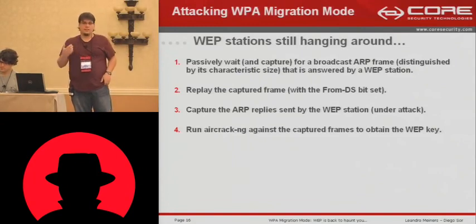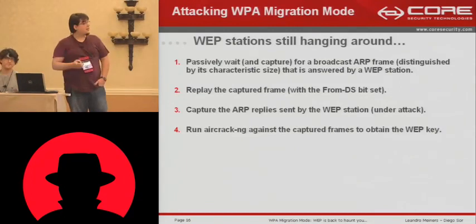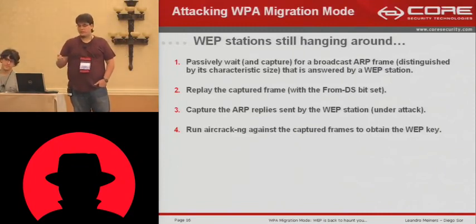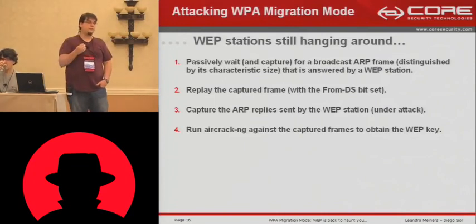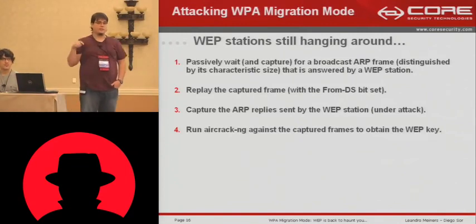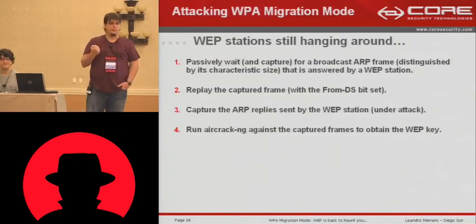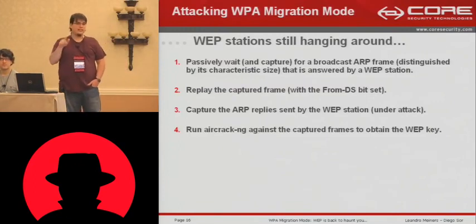So we passively wait and sniff to find a broadcast ARP frame, which we can distinguish even though it's encrypted by its characteristic size. As Diego mentioned, all broadcast traffic is encrypted with WEP, which is what all stations would understand. We wait to see that type of frame, and a frame that is answered by a WEP station. We can see this by doing a little traffic analysis and seeing when the station replies. We capture that frame, and since WEP has no replay protection, we re-inject the same frame, sending it directly to the station.